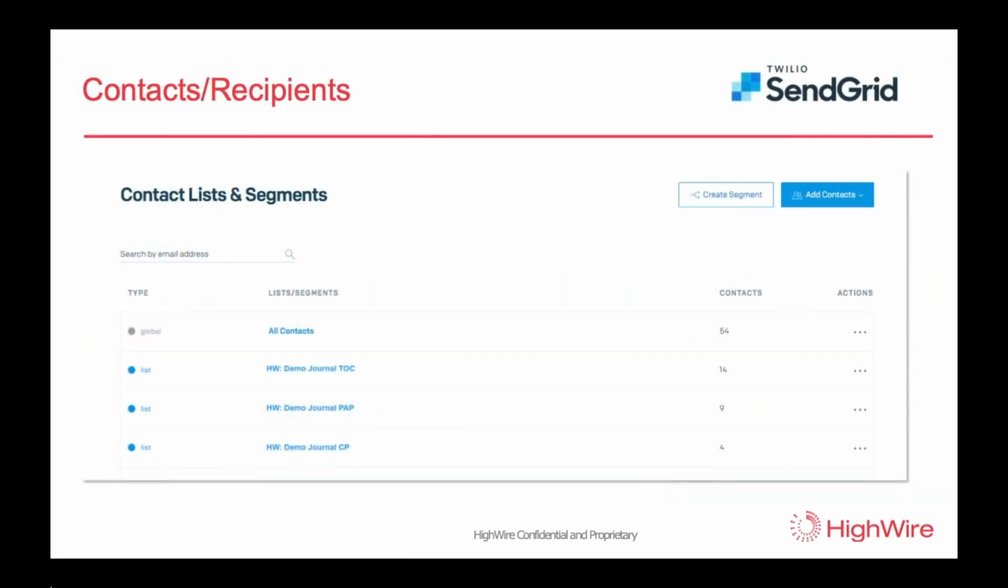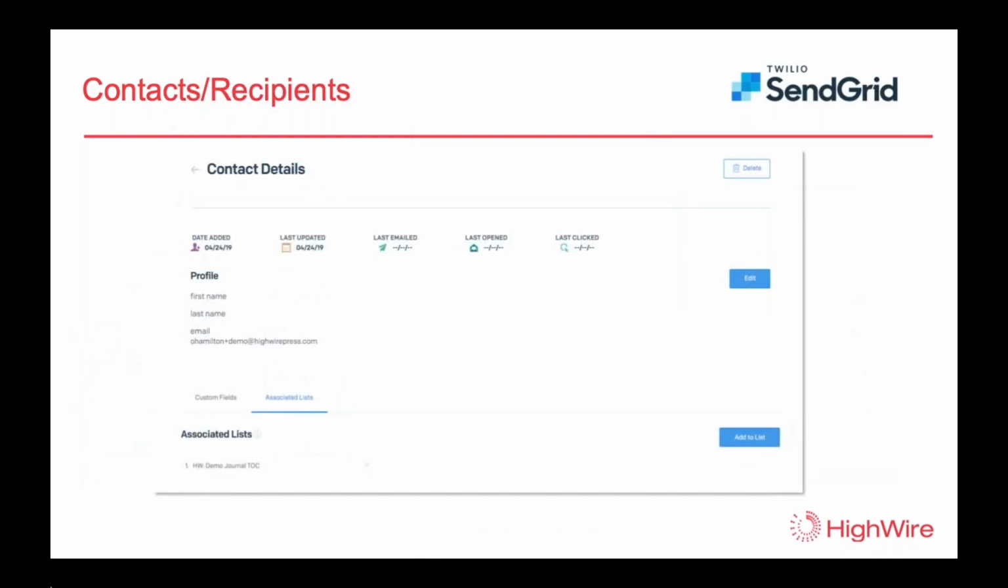SendGrid also lets you view contact lists and user information, with contact lists for each alert type, i.e. all of the users that are signed up to each alert, as well as a global list of all contacts. You can also see specific contact details, including the date added or the sign-up date, last updated date, last email, last open, last click date, first and last name if provided, the email address, and associated lists, i.e. the alerts to which the user is signed up.